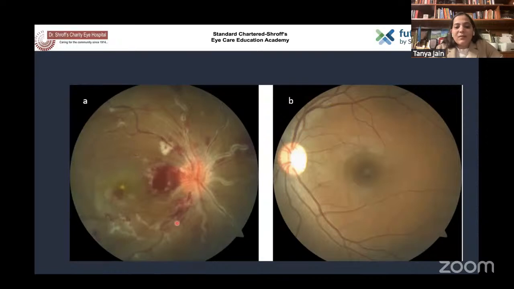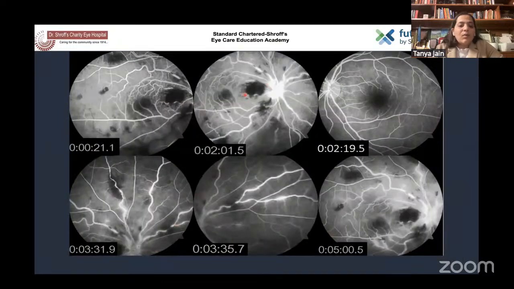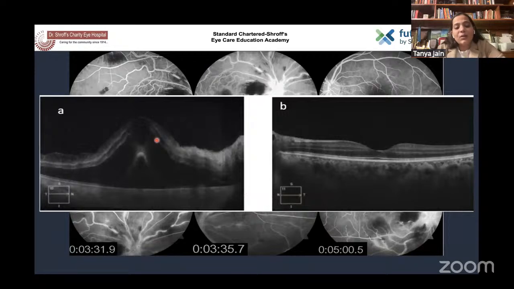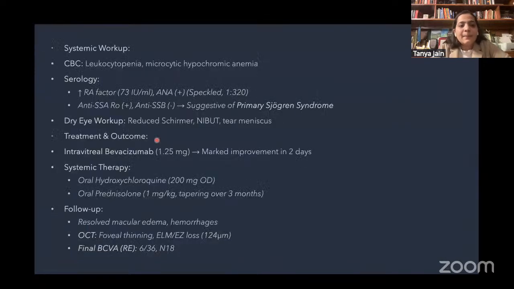This is the right eye, and the left eye was fine. On the FFA, block fluorescence along the hemorrhages, lot of leakage from the disc. However, notice one thing, there is no occlusion, no ischemia in this patient. So it is a non-occlusive vasculitis, mostly frosted branch, with giving you a hint of these cotton wool spots. So along with, there was some CME in this patient. This patient came out positive for anti-Ro and LA. So this was actually a patient of Sjögren syndrome.